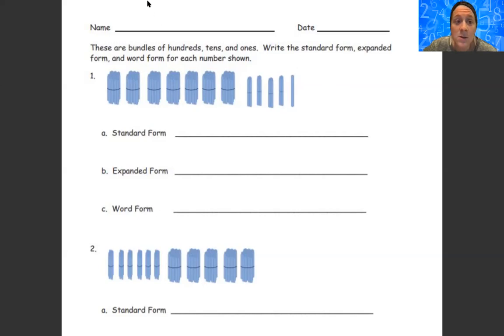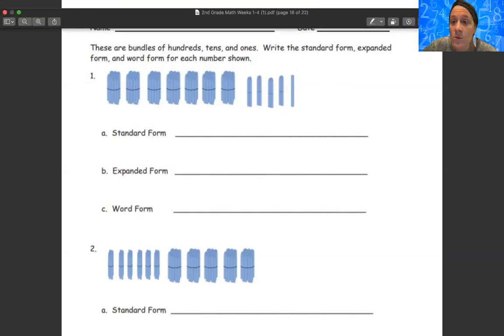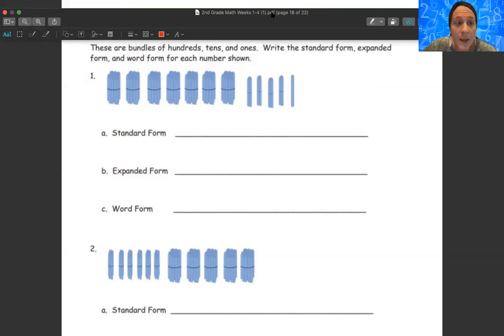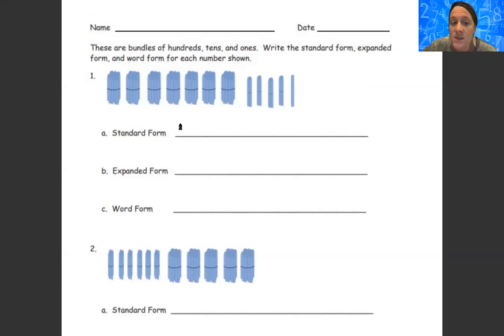So what I want you to do first is go through and identify the number in standard form. You're just going to write the regular number. Count these sticks here and tell me what we have. I'm going to give you a minute here.